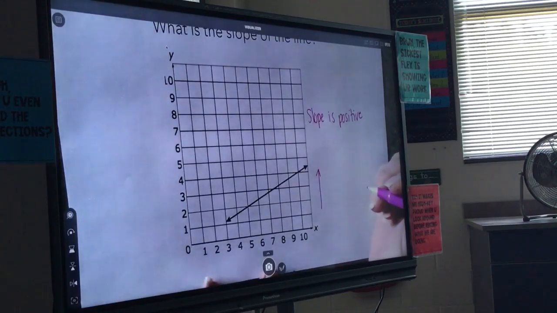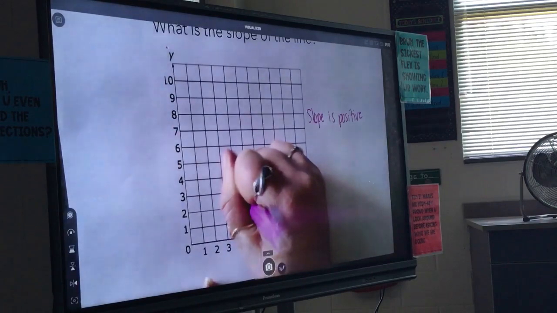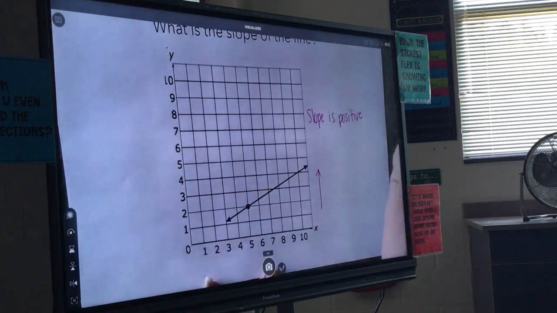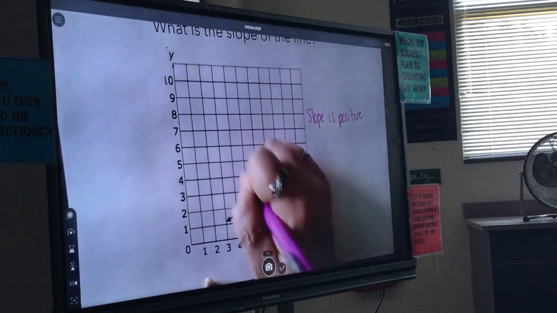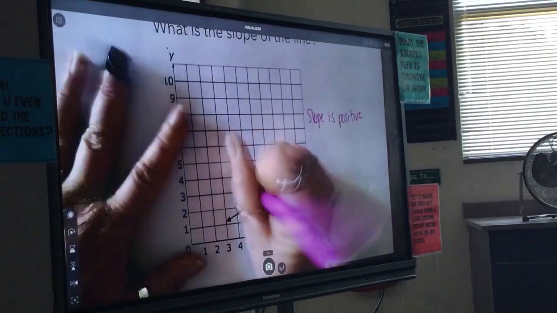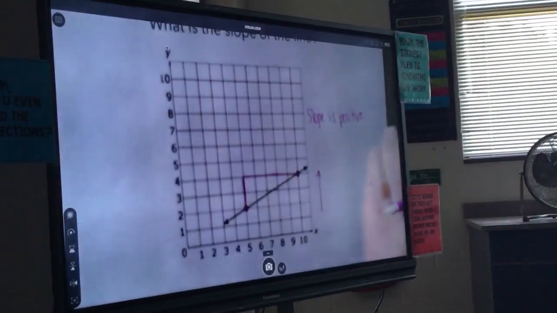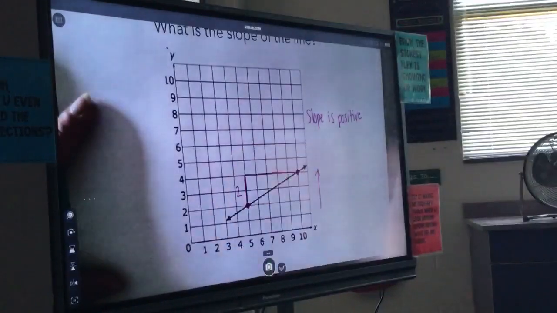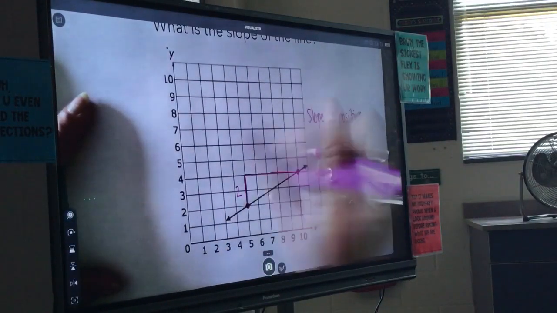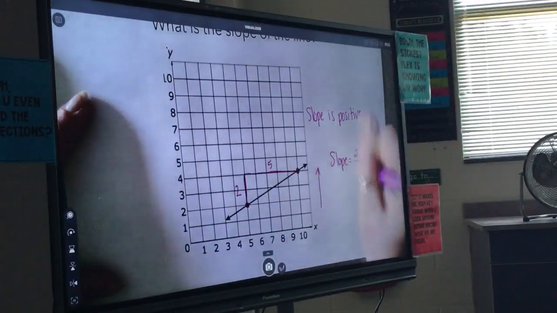Over 5, up 2. Positive 5 up, okay. And what's another one? Positive 10, positive 4. Yes. All right, and then what is my rise? What is my run? So how many am I rising? Jeffrey. 2. And how many am I going to the right? 5. All right, so my slope is 2 over 5.